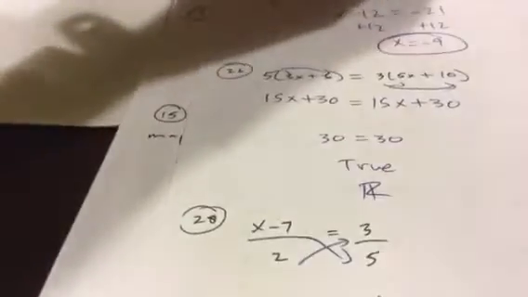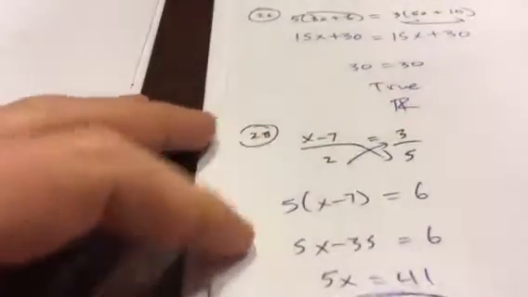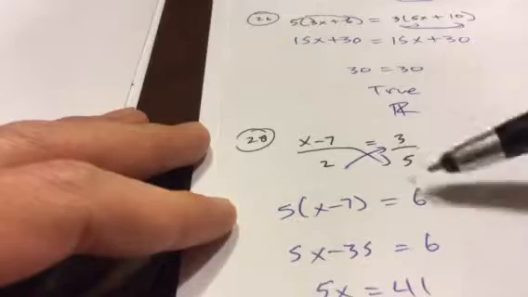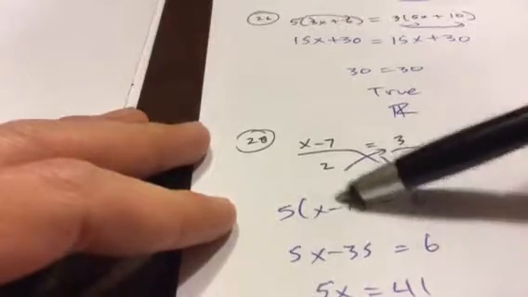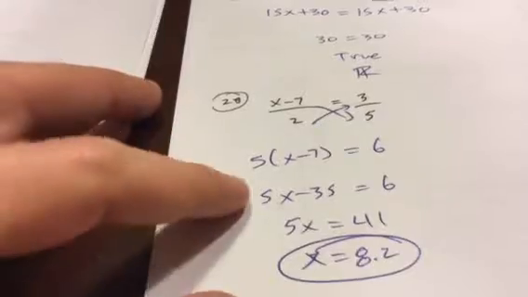Folks, in this next question, you have to cross multiply. The arrows mean multiplication. So you're going to do 2 times 3, which is 6, equals 5 times that quantity. Use distribution. Add 35 to both sides, you get 8.2.